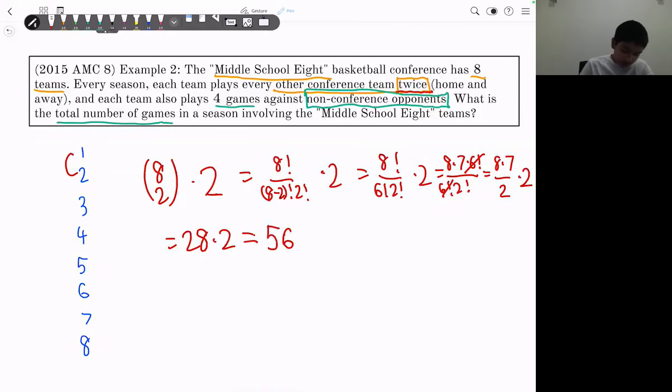That's only one case. Now the problem also says that we play 4 games against non-conference opponents. So since we must play against non-conference opponents, how many ways are there to do this? Well, each of the 8 teams plays 4 times against non-conference opponents. So there are 8 teams, and each team plays 4 additional games against non-conference opponents. This is a total of 32 games. So the total answer would just be 56 plus 32, which is equal to 88.